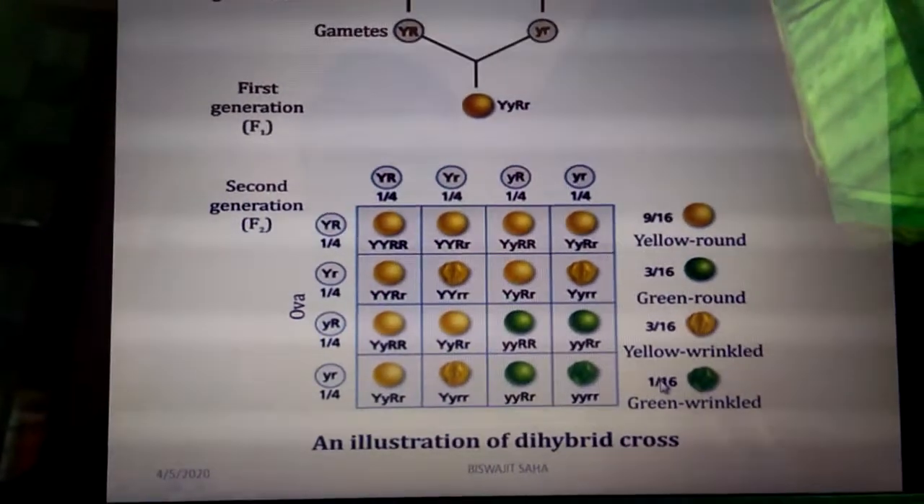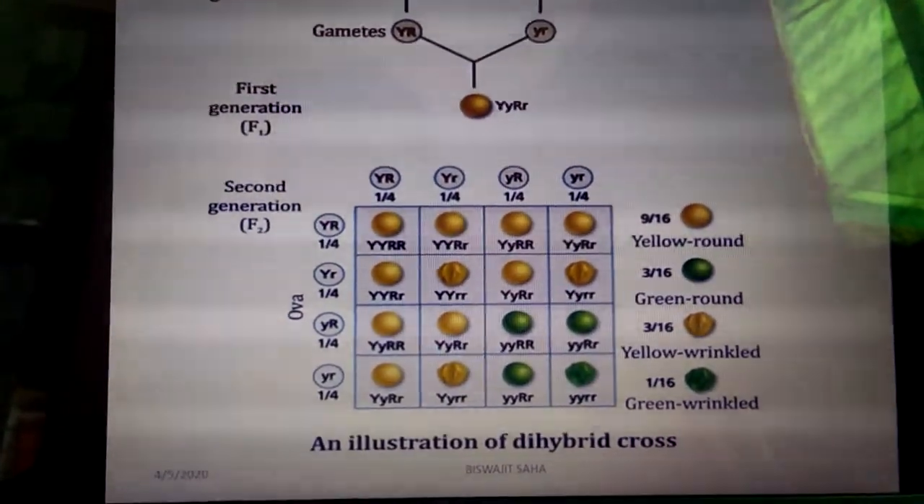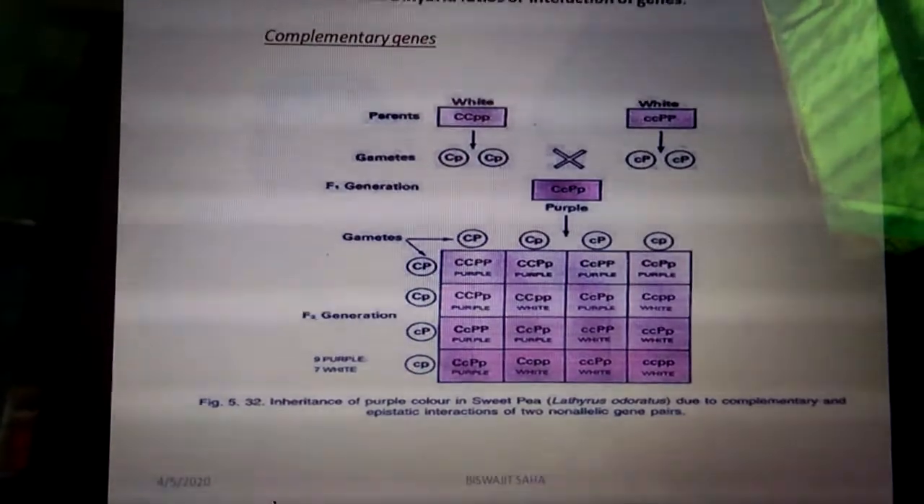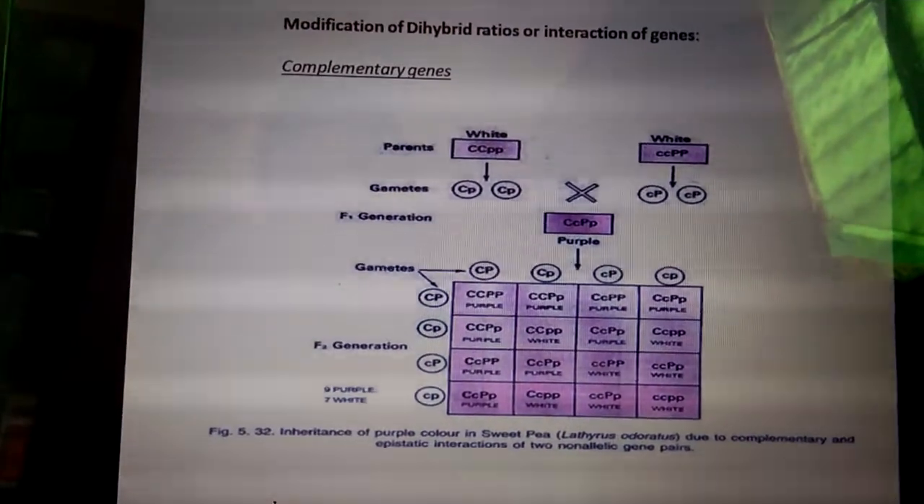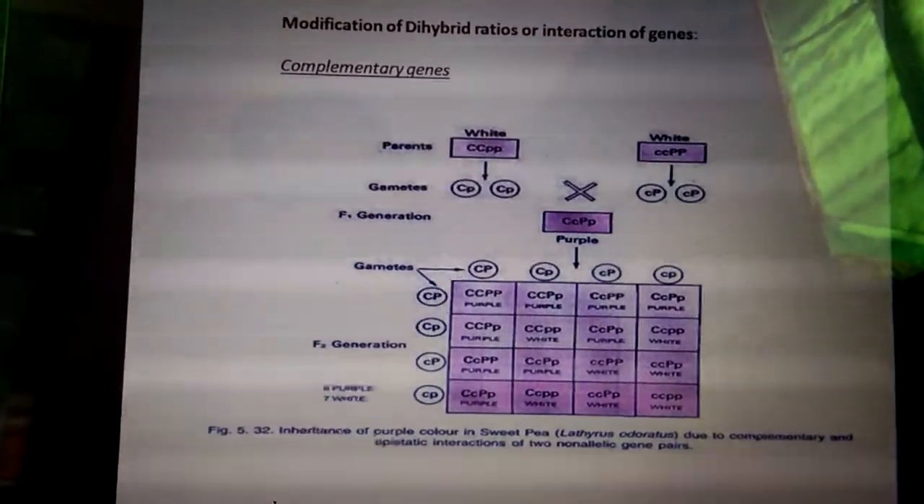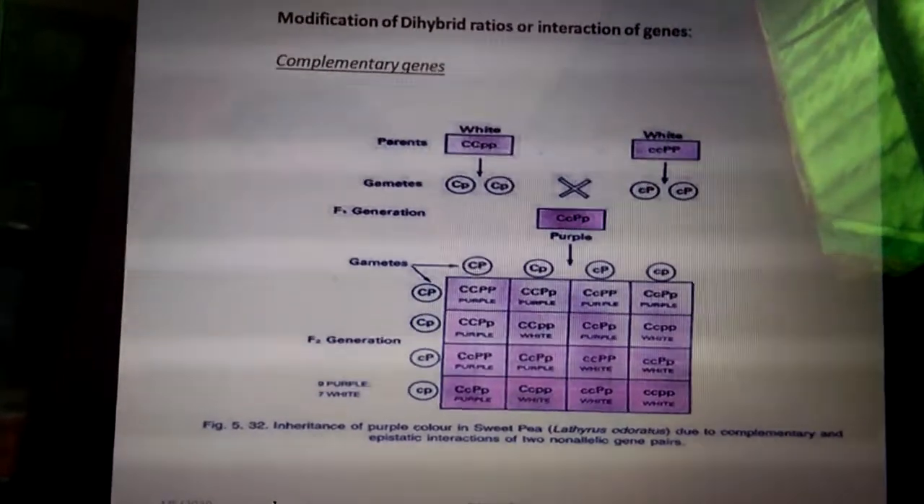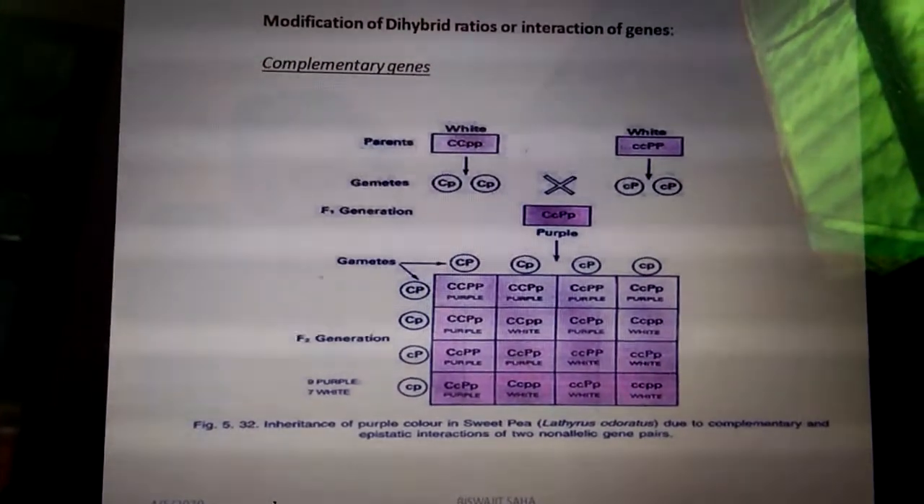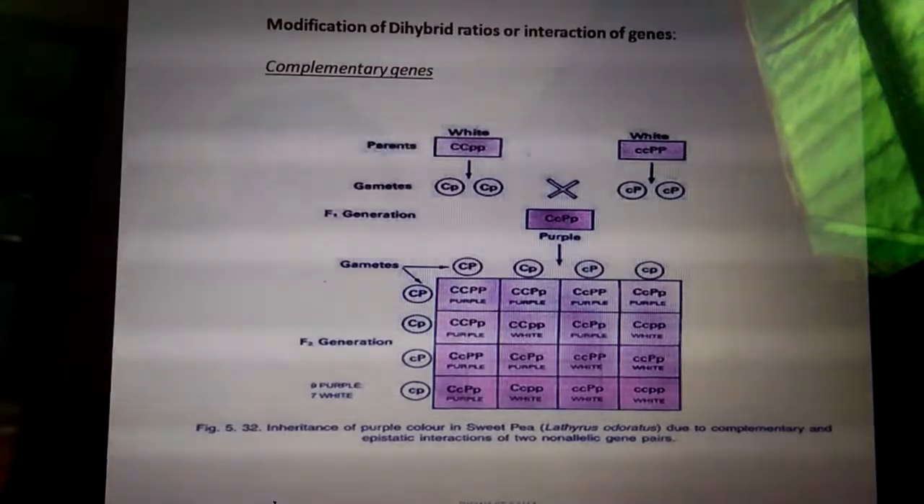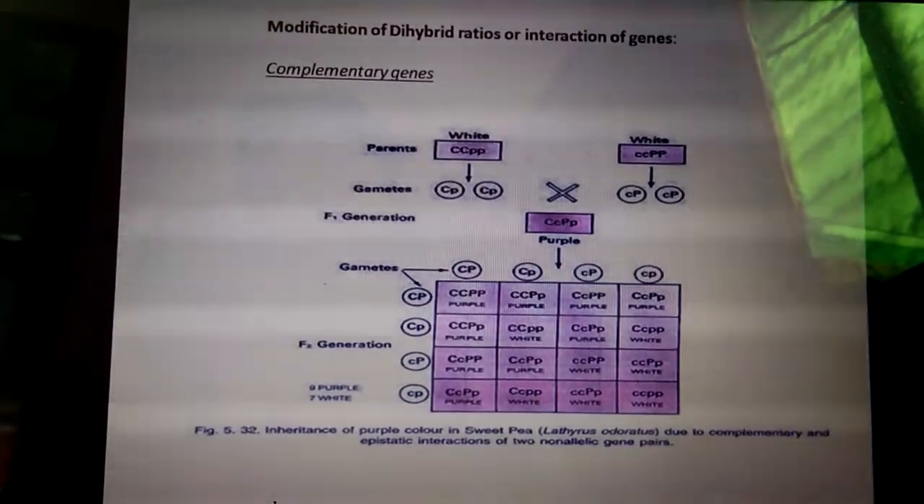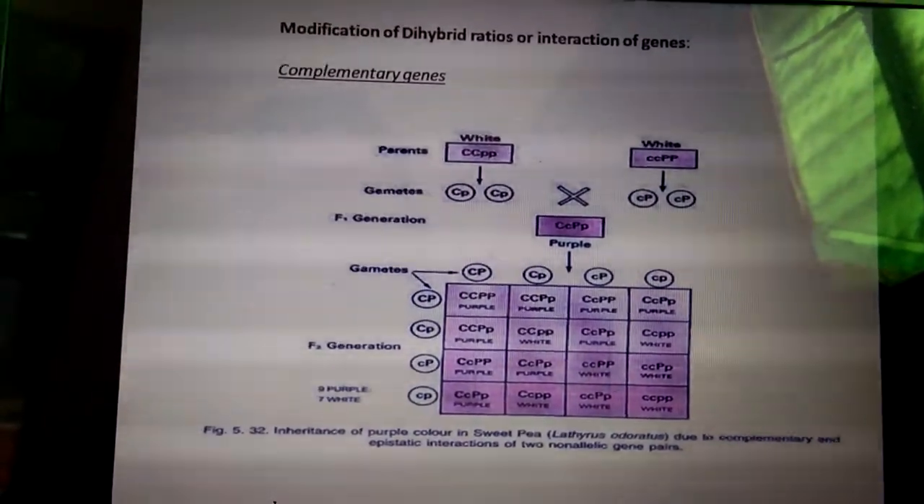But this is not actually true for all the cases. For example, this is the modification of dihybrid ratio, or interaction of genes. In a dihybrid cross, one does not always get the standard ratio of 9:3:3:1. Two non-allelic genes may interact and modify the expression of the offspring.